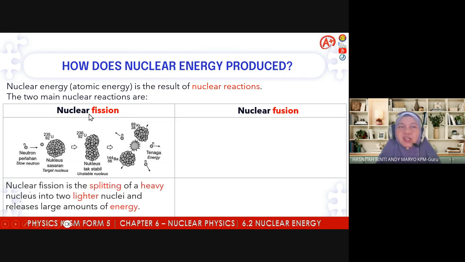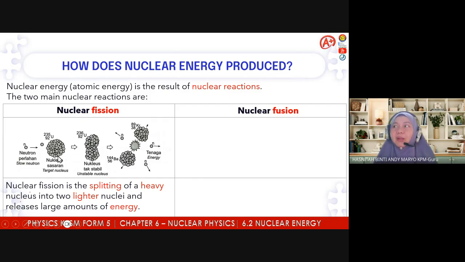In nuclear fission, as you can see from the slide, it is the splitting of heavy nucleus into two lighter nuclei. And this process release a large amount of energy. So you can see this is the heavy nucleus there. It is bombarded with neutron. This is not a natural process. The process will occur when there is a neutron attack or bombard a heavy nucleus.